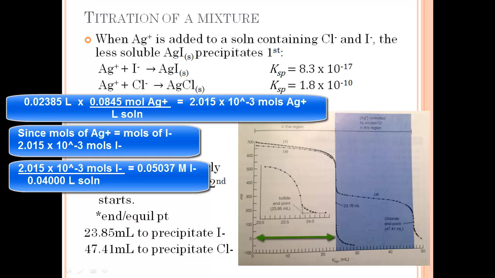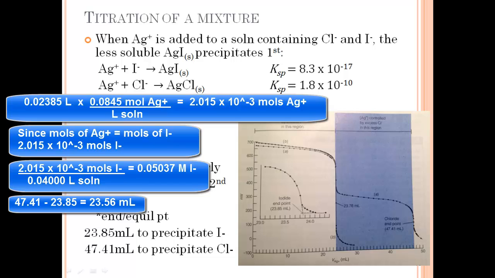Remember, this part here, the reaction is controlled by the excess iodide, but this part here in the blue, that's solely controlled by the excess chloride. So if I know how much it took to get all of the Ag consumed in this part, then all I got to do is subtract it from the second endpoint. So what's the difference between the two endpoints? 47.41 minus 23.85, that's 23.56 mL.